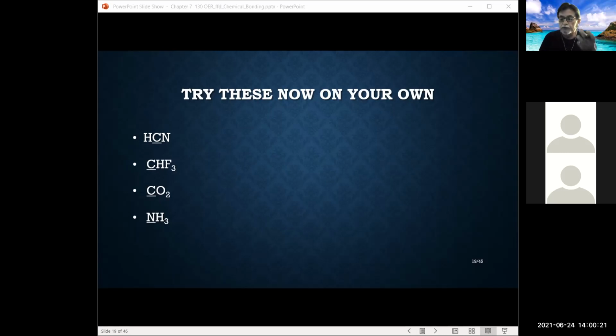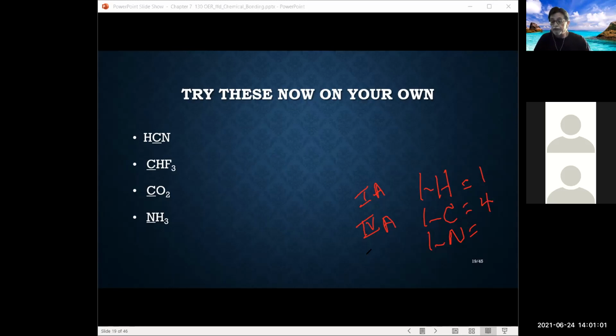All right, so the first thing we do is make a grocery list. I call that a grocery list of your valence electrons. We need to figure out exactly how many we have to work with. And so we have 1 hydrogen, 1 carbon, and 1 nitrogen, right? Now, how many valence electrons does hydrogen bring? 1, because it's in group 1A. Carbon is in group 4A, so we have 4 valence electrons. Nitrogen is in group 5A.